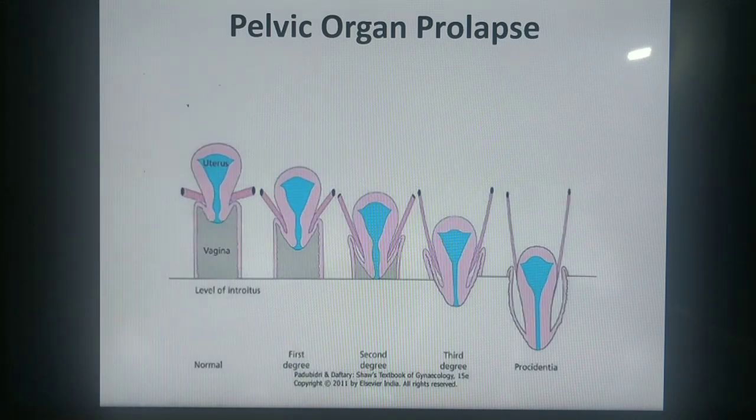This picture very well shows the different degrees of prolapse. The first on the left is the normal position of the uterus, where the cervix is well supported at the level of ischial spine. This one is showing the level of the cervix is below the level of ischial spine, but it is above the introitus. So this is first degree uterine descent. The second is cervix comes up to the introitus, that is, this is the second degree descent. In the third degree descent, the cervix comes beyond the level of introitus, and in the fourth degree, whole of the uterus is prolapsed outside the introitus. So this is procidentia or complete prolapse.